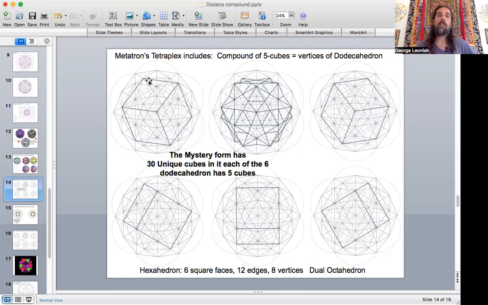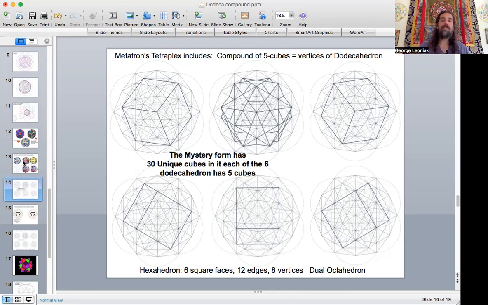And now this tetraplex is showing that we have these 5 cubes in a dodecahedron, and this is the compound of 5 cubes creating the dodecahedron. These are the drawings of each of the cubes that will come together. And the reason I'm showing this cube connection is because, remember, now I've got 6 dodecahedron. So my question was, are any of those cubes the same? Are they actually the same cube, or are they vertices just shared at certain points? Well, they turned out to be 30 unique cubes in this structure.